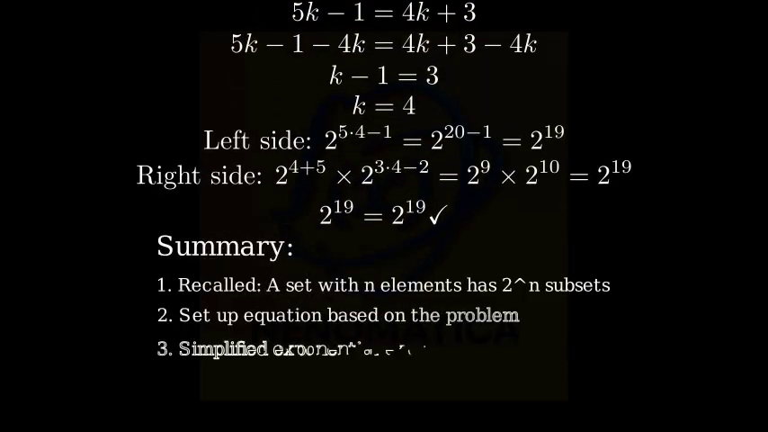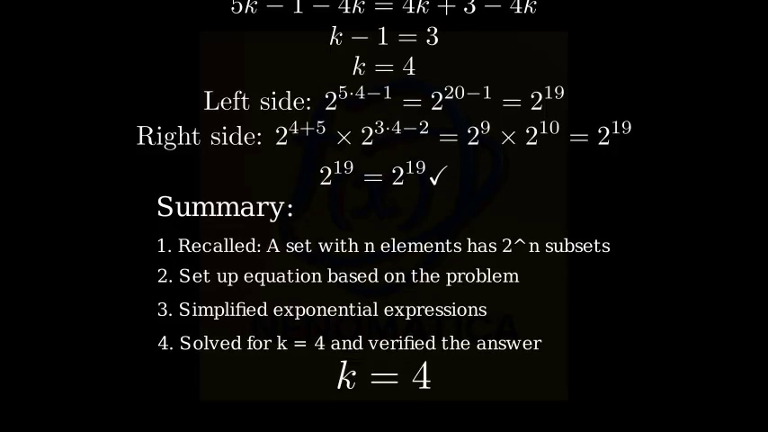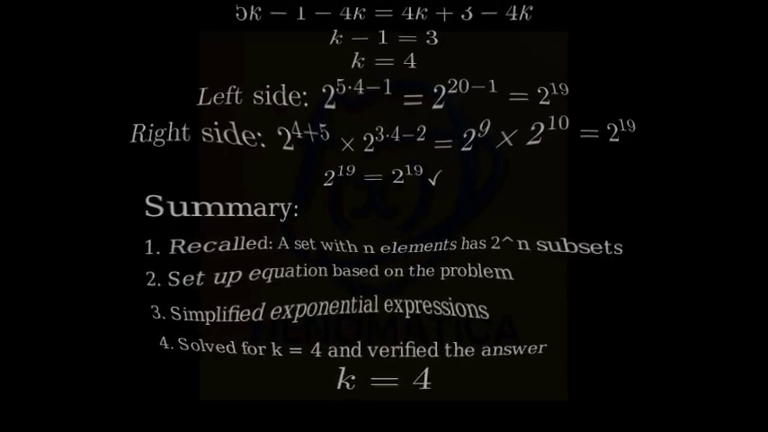In summary, we solved this problem by, first, recalling that a set with n elements has 2 raised to the power of n subsets. Next, setting up our equation based on the problem statement. Then, simplifying the exponential expressions and solving for k. Finally, verifying our answer by substituting back into the original equation. The value of k is 4.